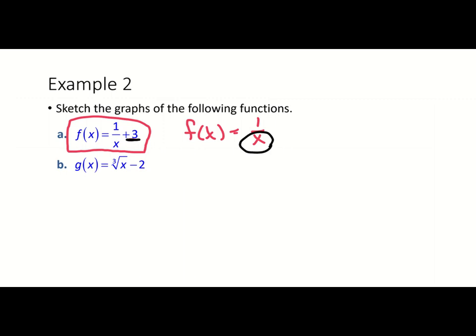If it was a horizontal shift, and it's not, but if it was, it would look like this. It would be 1 over x plus 3, and that would mean a horizontal shift. And again, because it's plus 3, it would go to the left 3.